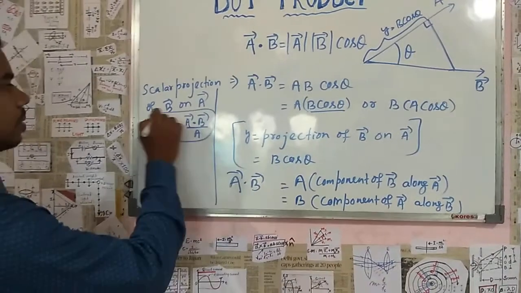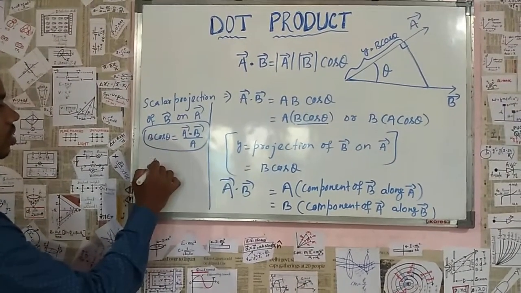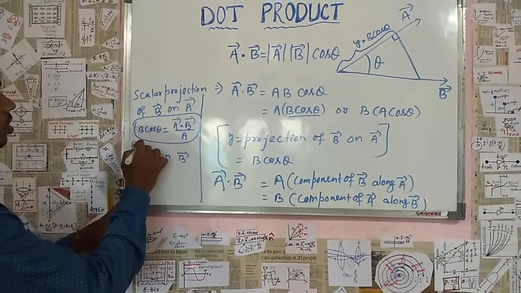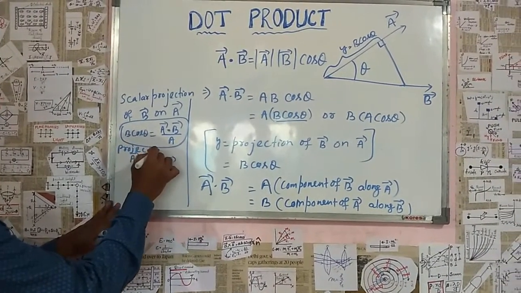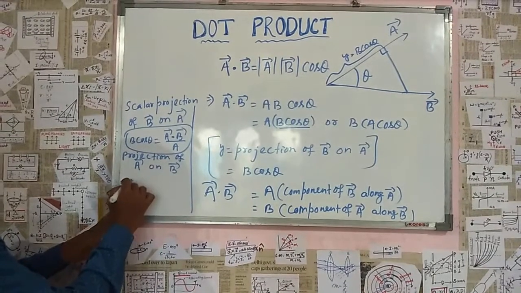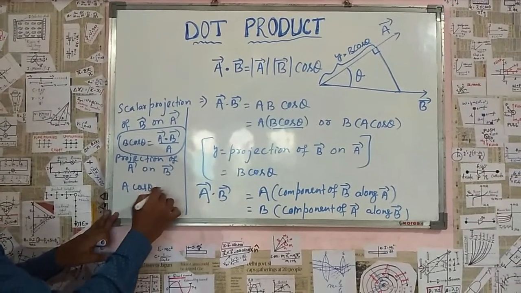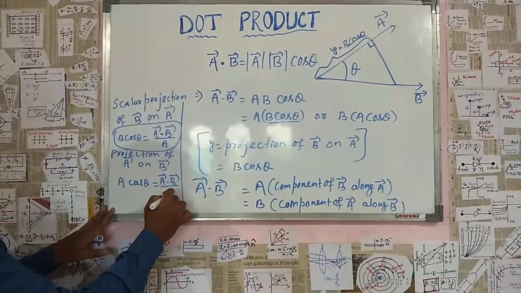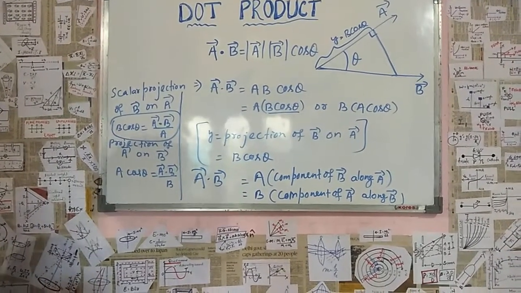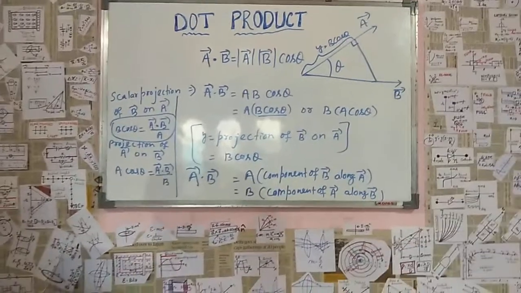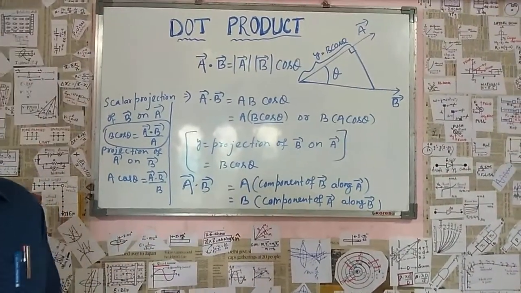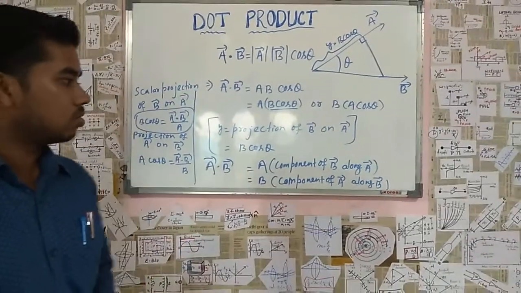Okay. Similarly, you can find the scalar projection of A vector on B vector. The scalar projection of A vector on B vector will be A cos theta, equal to A vector dot B vector divided by B. Here, the dot product of two vectors we have already understood.